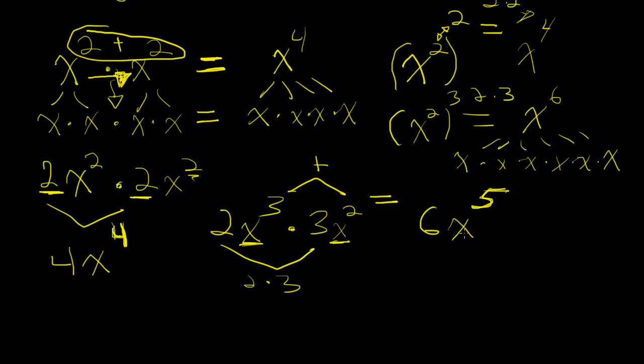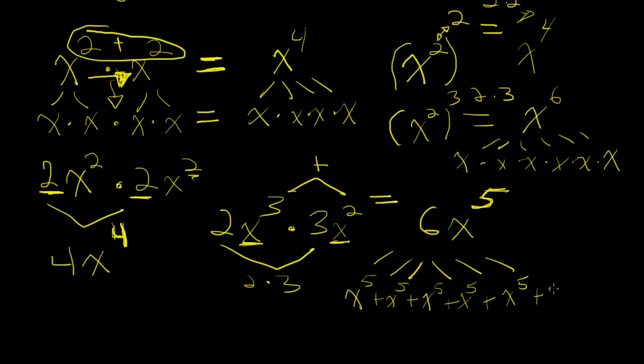It's like saying, okay, we have 6 sets of the x to the fifth power. It's as if we went down here and said, okay, just look at the 6 part. It's like saying we had x to the fifth plus x to the fifth plus x to the fifth plus x to the fifth plus x to the fifth. Ready, breathe. 1, 2, 3, 4, 5, and plus x to the fifth.